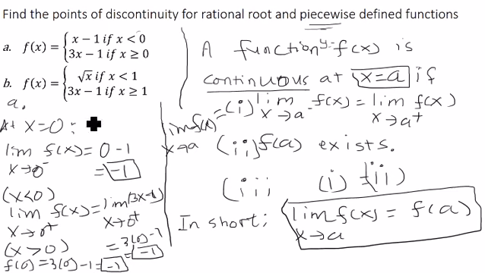So at 0 this function is continuous, and of course everywhere else this function is continuous. So this function is continuous at every single real number, so there are no discontinuities of this function. So the answer to the first part is none, because there are no points of discontinuity of this function. Now pause this video and work on the second example.